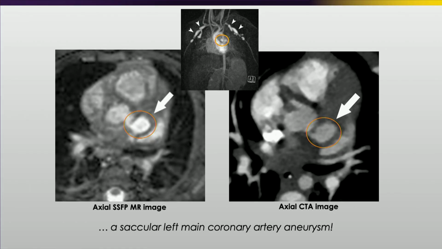And further dedicated cardiac imaging did reveal that there was a saccular left main coronary artery aneurysm. So, just as an important cautionary tale, in a patient with a large vessel vasculitis, especially in this case of Takayasu, coronary artery evaluation is also very important.